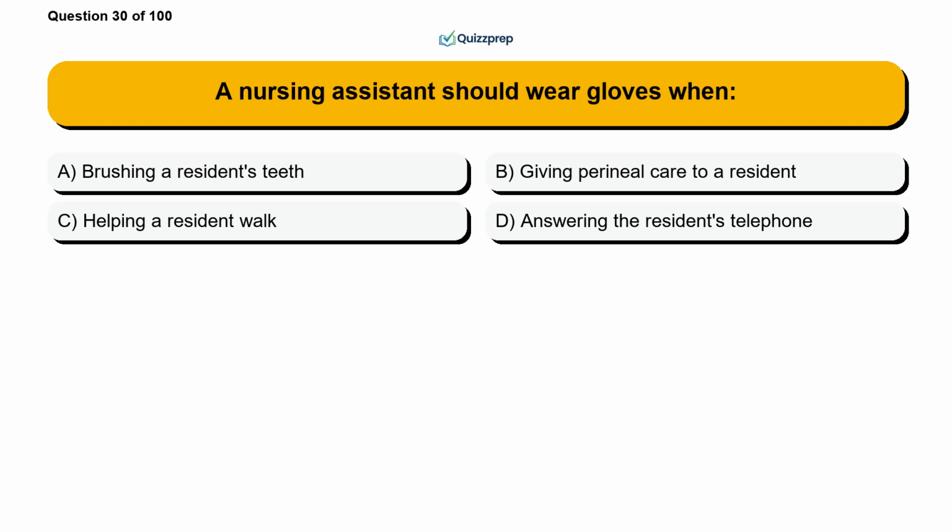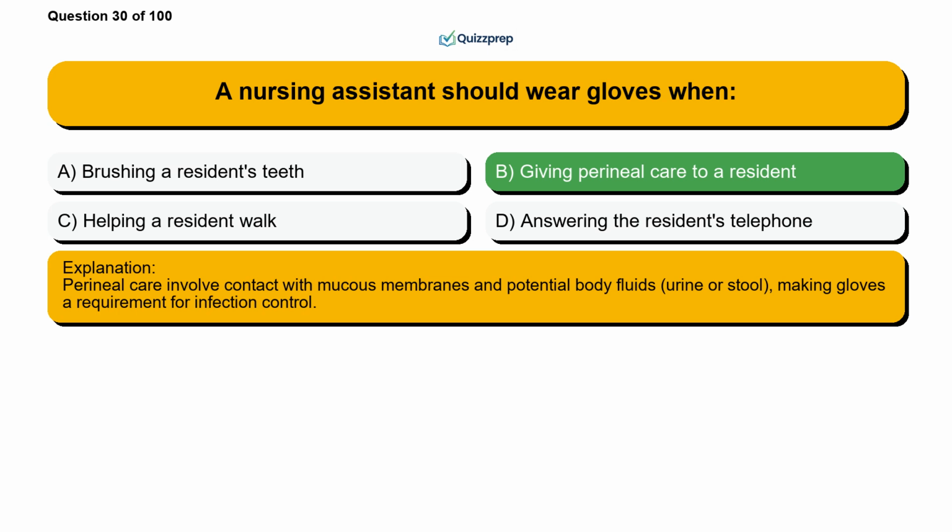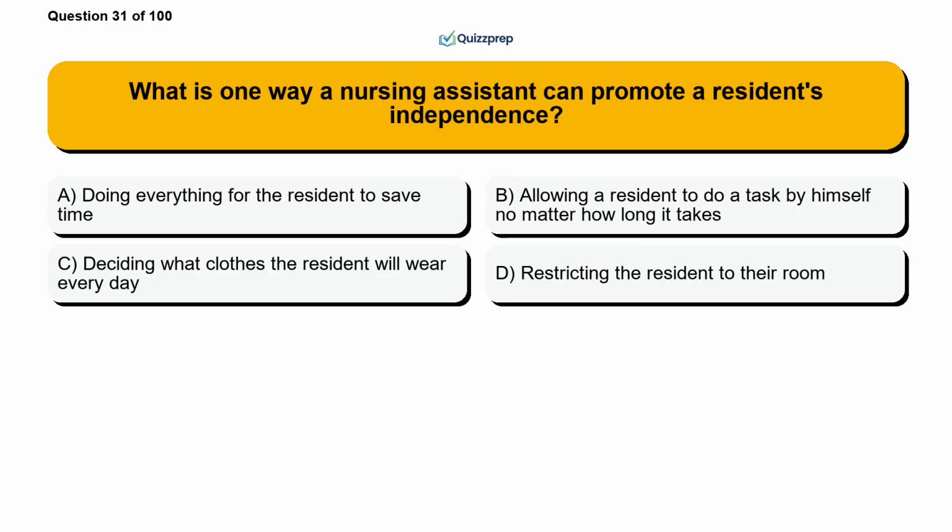Answering the resident's telephone. The correct answer is option B. Giving perineal care to a resident. Perineal care involves contact with mucous membranes and potential body fluids, urine or stool, making gloves a requirement for infection control. Question 31. What is one way a nursing assistant can promote a resident's independence?